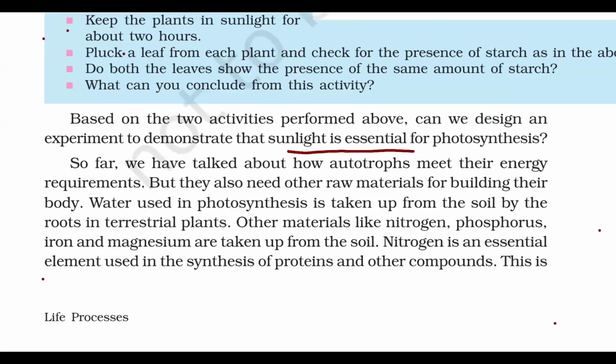So sunlight is essential for photosynthesis. We can demonstrate this with the help of these two activities. Apart from that, autotrophs meet their energy requirement. This we have studied.